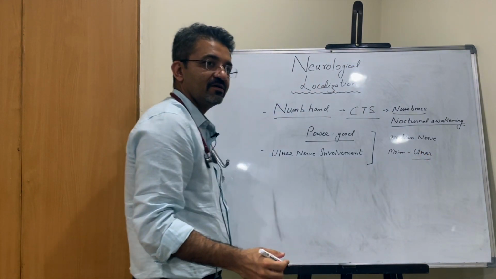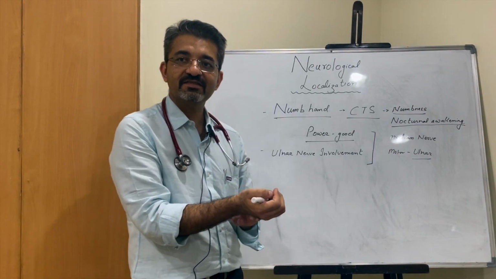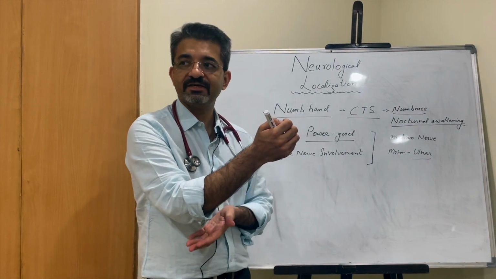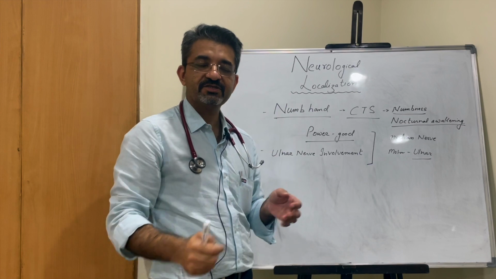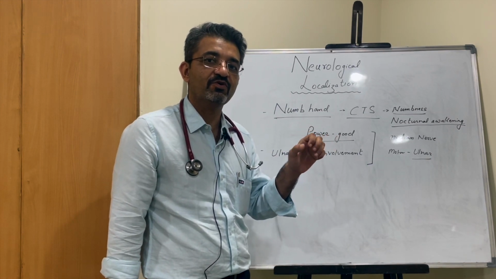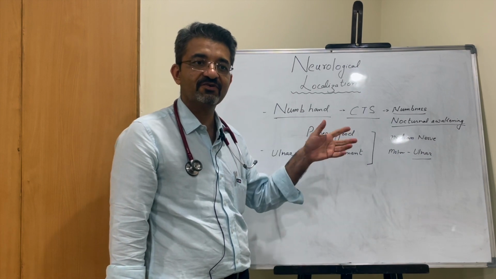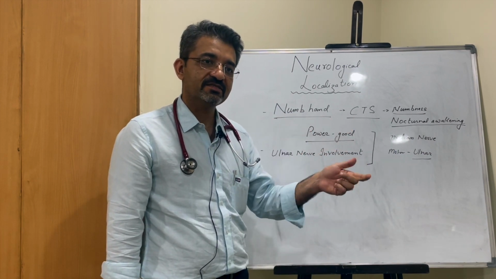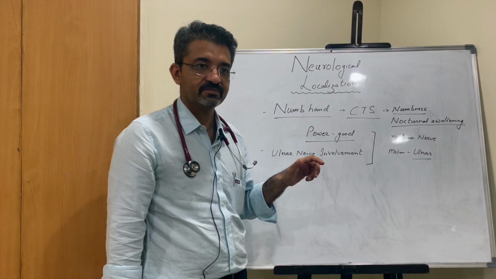And mind you, the ulnar nerve doesn't get affected at the wrist, it majorly gets affected at the elbow. So a patient with an ulnar nerve problem can present with a numb hand, but there will be profound weakness of hand muscles, whereas in median nerve involvement you have profound sensory symptoms rather than weakness.